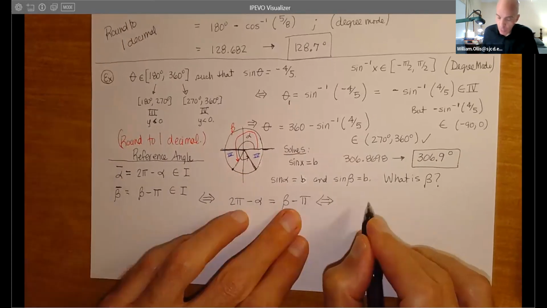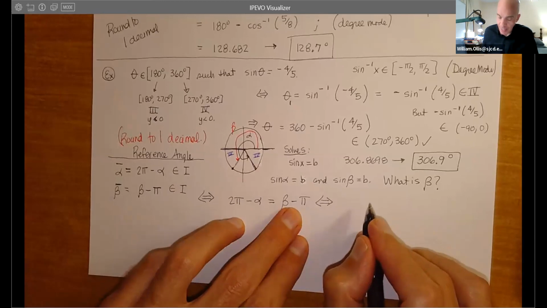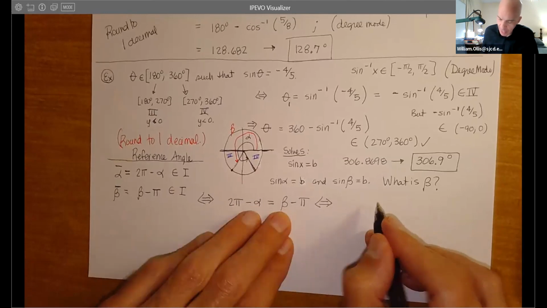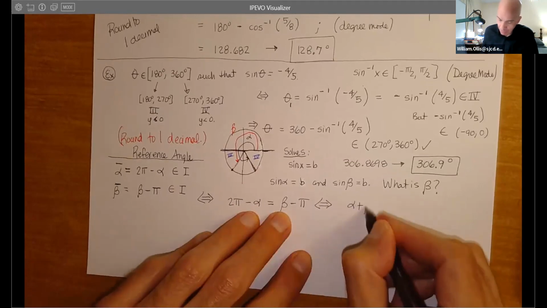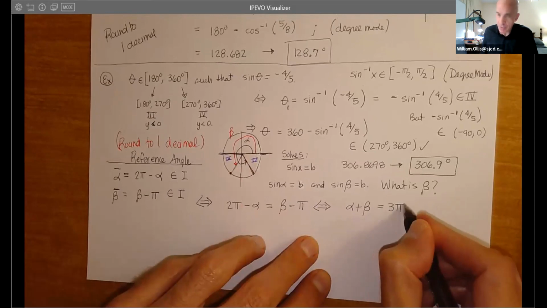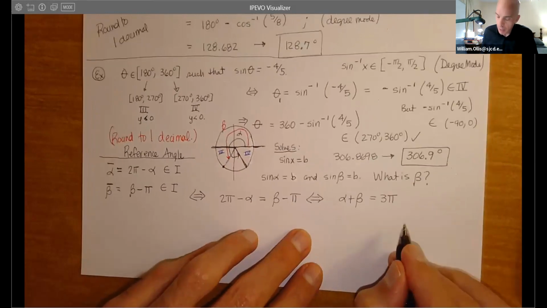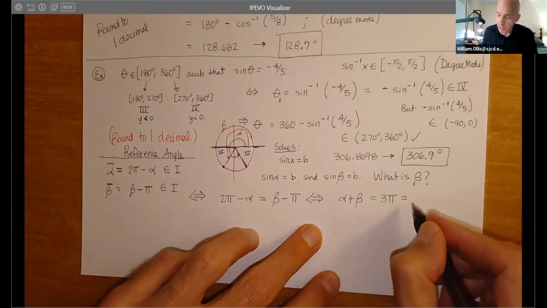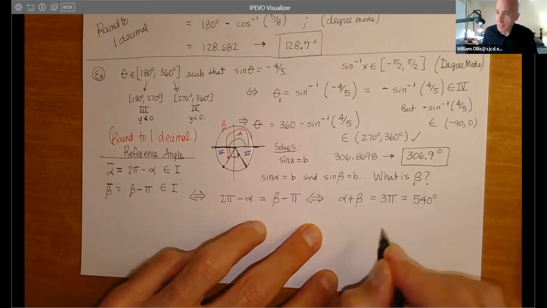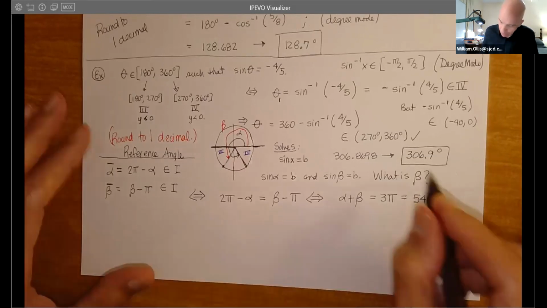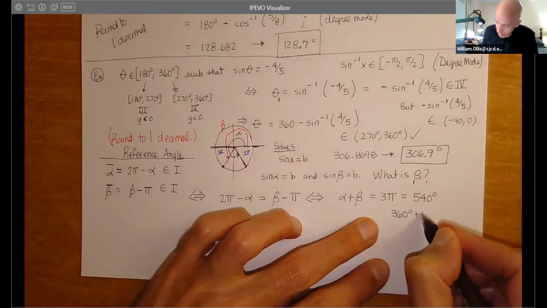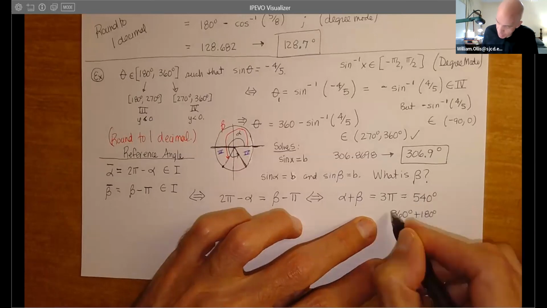And so here, in this particular case, if you add pi to both sides and rearrange, what is this going to say? This says alpha plus beta, so bring this over and bring that over, equals 3 pi. The sum of them is 3 pi. But that's 3 times 180 degrees, which is going to be 540 degrees. That's correct. So note, this is just 360 plus 180. That gives us the degrees.